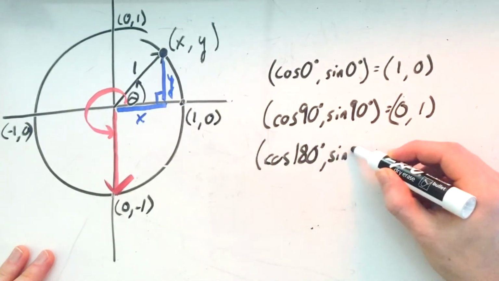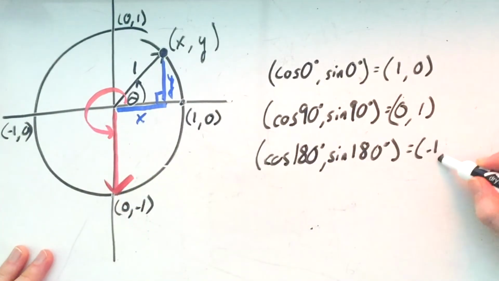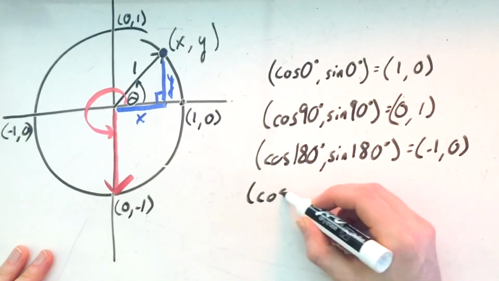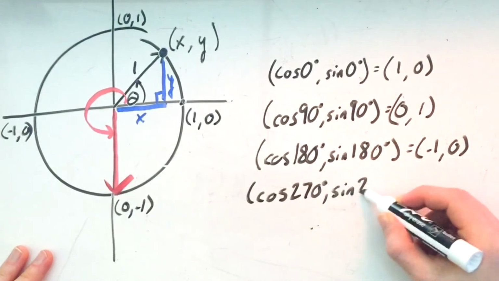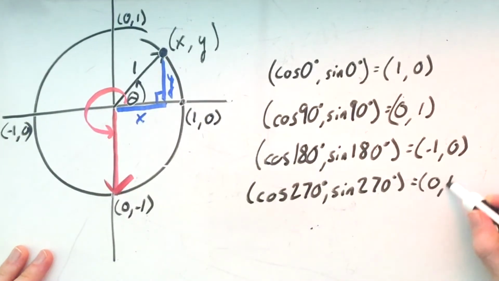We could do the same thing for 180 degrees. Right, so over there, the cosine, the x value, is negative 1, and the sine of 180 degrees is 0. And lastly, with 270 degrees, cosine is 0, and sine is negative 1.